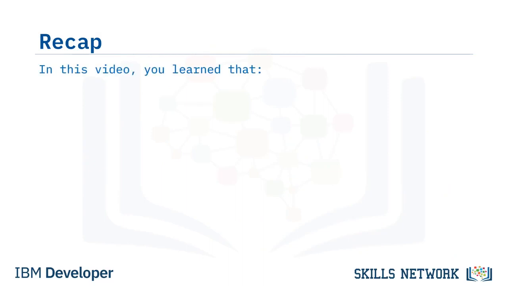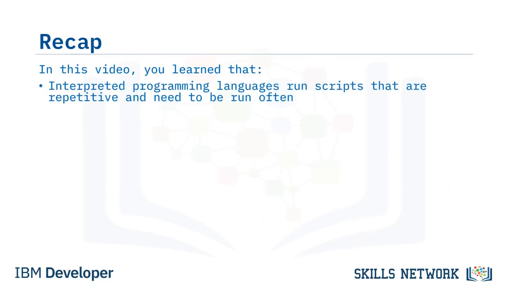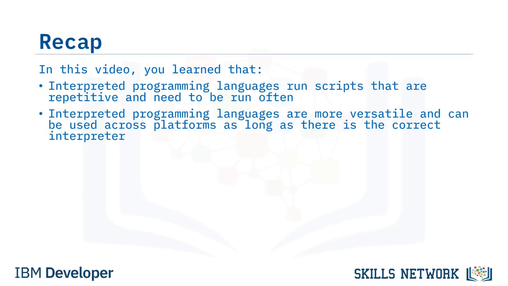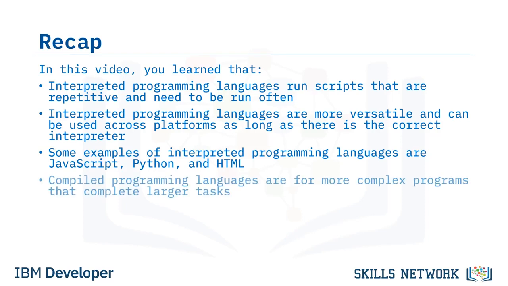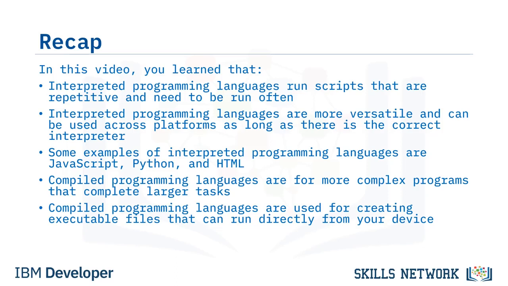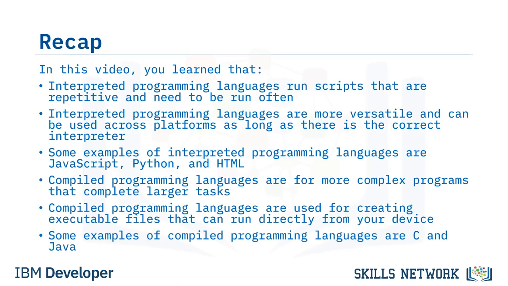In this video, you learned that interpreted programming languages run scripts that are repetitive and need to be run often. Interpreted programming languages are more versatile and can be used across platforms as long as there is the correct interpreter. Some examples of interpreted programming languages are JavaScript, Python, and HTML. Compiled programming languages are for more complex programs that complete larger tasks. Compiled programming languages are used for creating executable files that can run directly from your device. And some examples of compiled programming languages are C and Java.